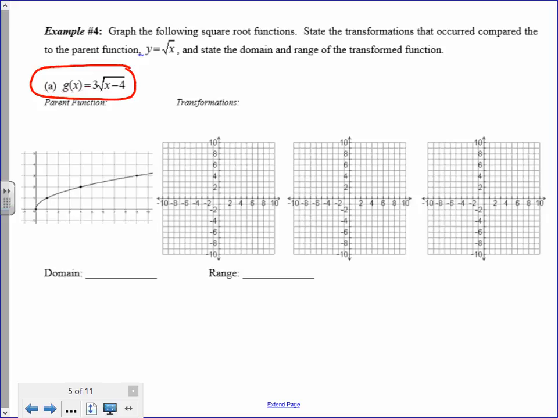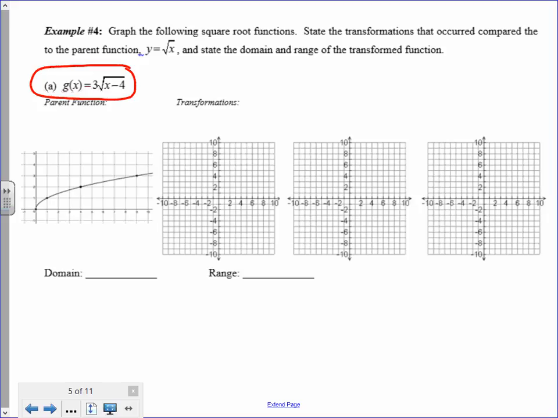Okay? So we gave you the parent function. So this will help you figure out what points you're plotting. Will that be the same parent function every single time? Yes, same parent function. Always the square root of x.